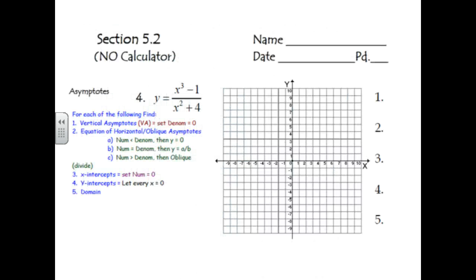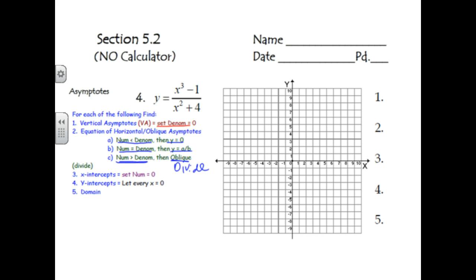So example number 4. Again, these are my rules if you haven't got them down yet. To find a vertical asymptote, you set the denominator equal to 0. To find the horizontal asymptote, it's 3-pronged. If the numerator is less than the denominator, then we got y equals 0. If the numerator is equal to the denominator, then we choose the coefficients out front, a over b. And if the numerator is greater than the denominator, it's oblique, and that's when we're going to divide.